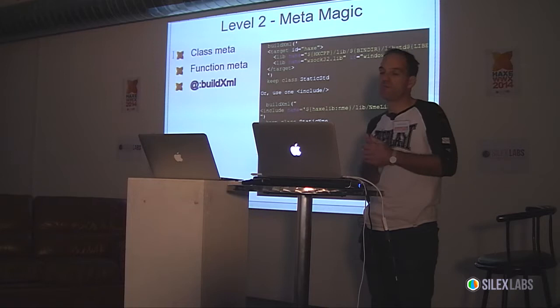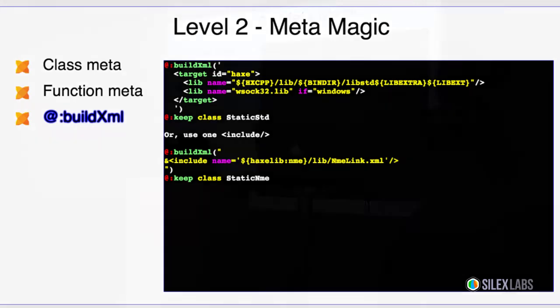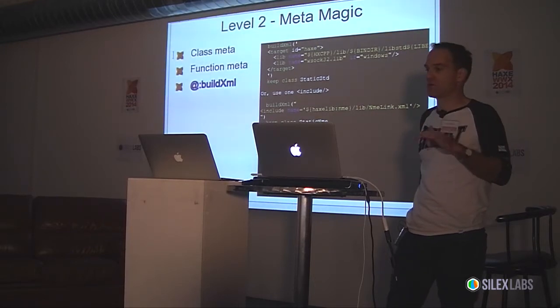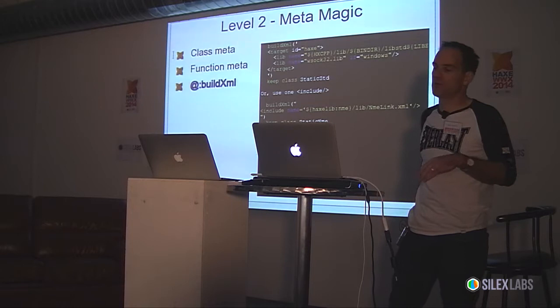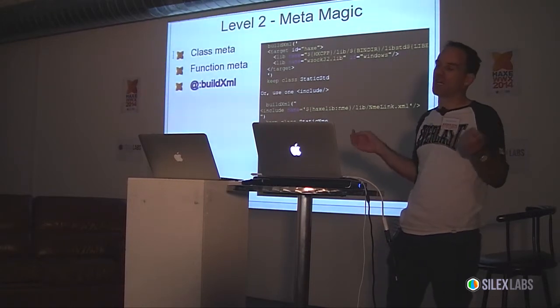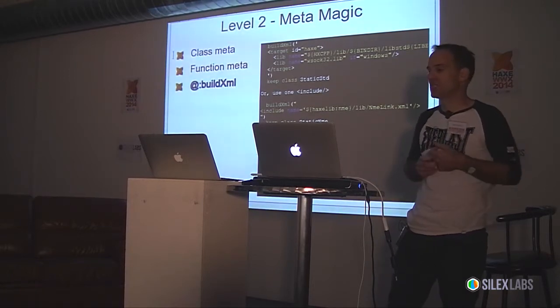But finally, the build.xml metadata is something that you'll probably want to use with your external classes. And what this does is inject an XML fragment into the generated build.xml. And this is really useful for two things. One is adding an include path to the compiler, so that if you wanted to include, say, wxwindows.h, it would need to know the base directory to include that from. So you'd inject that include path.